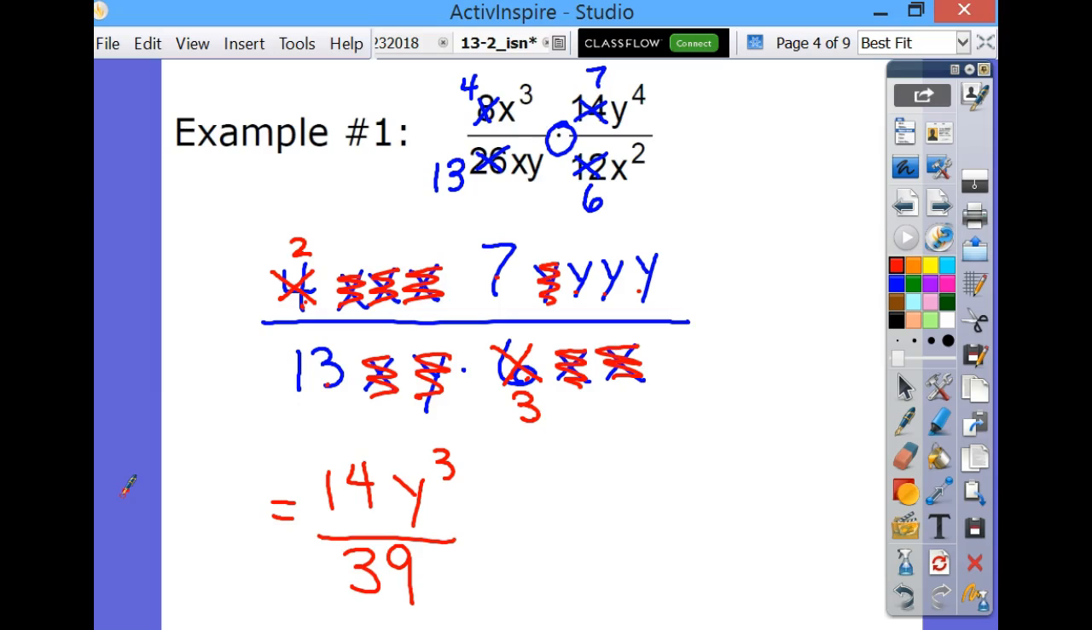This is multiplied and simplified. It's not solved because I don't know what x is equal to yet. I don't know what y is equal to yet. That's going to come up next week. We're going to work on that. Questions?